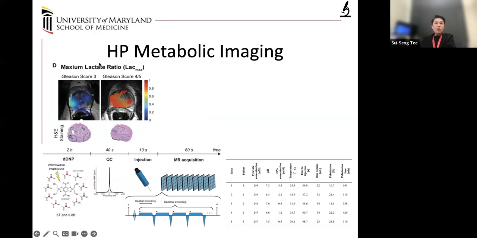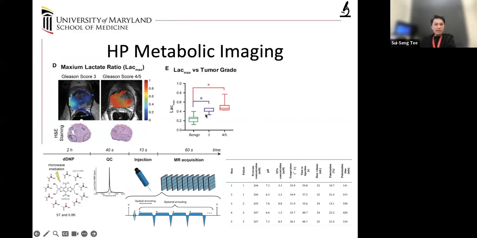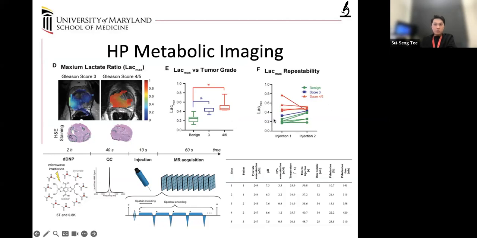The Gleason score is how prostate tumors are characterized. The higher the Gleason score, perhaps the more aggressive the tumor is. Tumors with low Gleason scores don't have much lactate being produced, whereas in tumors with Gleason scores 4 or 5, you see a lot more lactate. So here's a demonstration of how lactate is perhaps a biomarker of tumor aggressiveness as well. We were very excited to see that. It seems to trend by Gleason score.